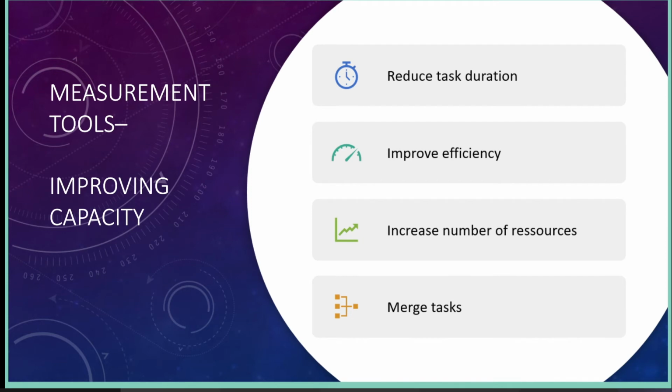Now, let's talk about ways to improve capacity. One way to improve your capacity is by reducing the task duration of the bottleneck or improving the efficiency at the bottleneck. Another way is to increase the number of resources at the bottleneck, which means that if you, for example, have one oven in the beginning and you add a different oven, you can now do double the amount, which will speed up the whole process. Additionally, you can also merge two tasks, so have the bottleneck be merged together with a different task, which will overall increase the capacity.